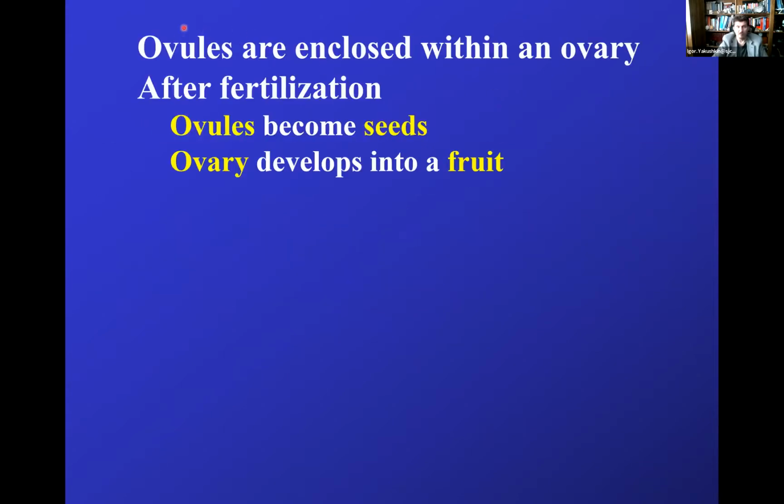So now, ovules. Ovules are structures within the ovary, and within the ovule, usually we have the egg. Sperm comes in and fertilizes it. So the ovule will become a seed. Ovules are enclosed or located in the ovary. The overgrown ovary becomes a fruit.